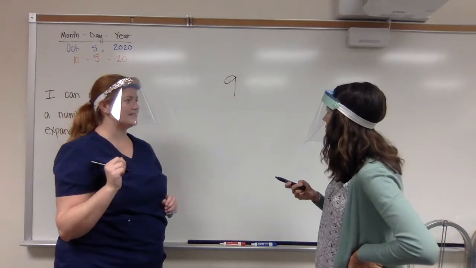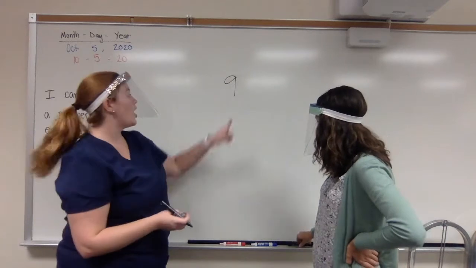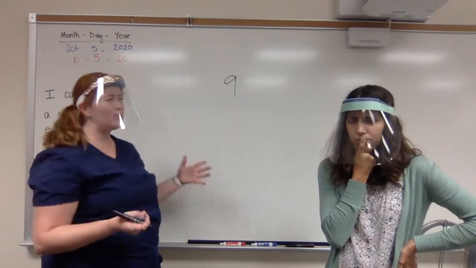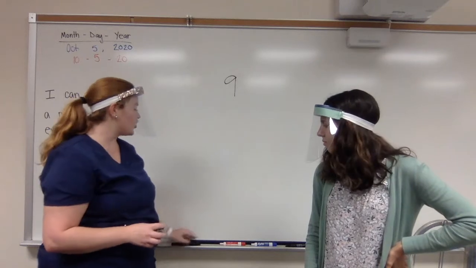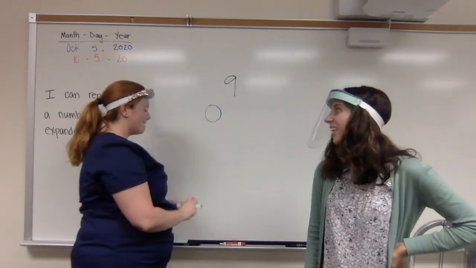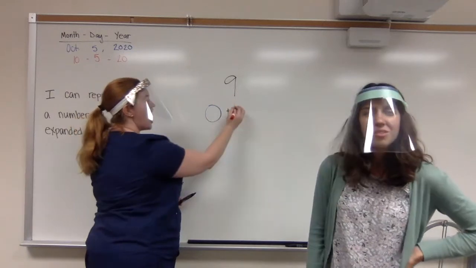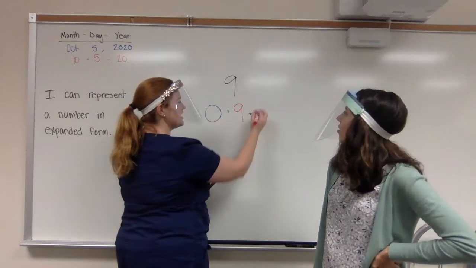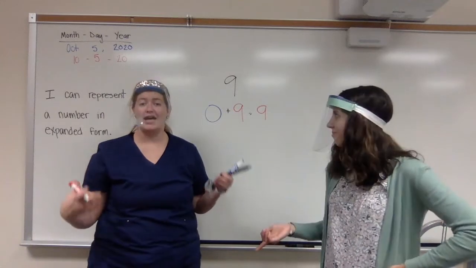Miss Lynn, there are no 10s. That's right. This number only has 9 ones. There are no 10s. Remember when I said we could almost pretend like there was an invisible 0? Well, if there are no 10s, I'm going to put a 0. Oh, 0 tens. Plus, I know there are 9 ones, which equals 9. So the expanded form of the number 9 is 0 plus 9.